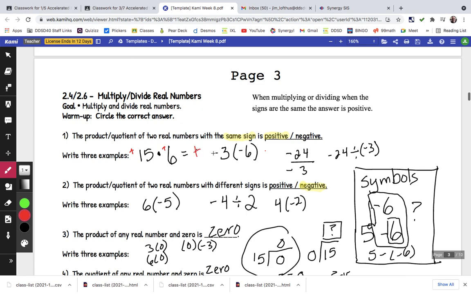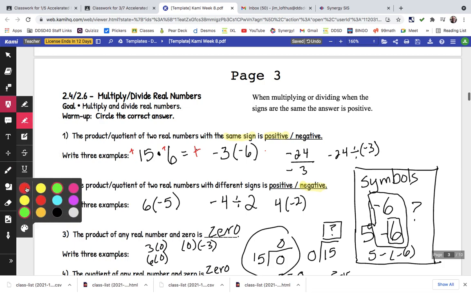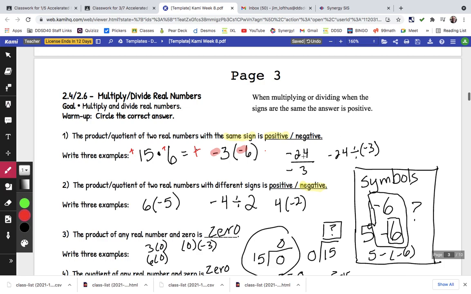This is a negative, my highlighter here. This is a negative 3 and a negative 6. So they have the same sign. They're both negative. So the answer will be positive. These two, even when we're doing division, we have negative 24 divided by negative 3. That answer is going to be positive. And I'm going to erase this part and redo it.